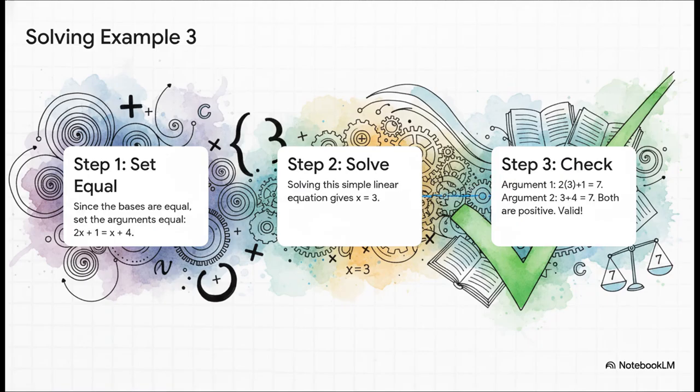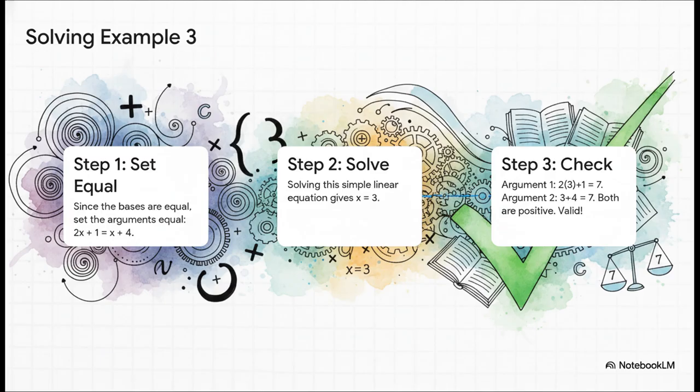Step 1. Since the logs have the same base, we can just drop them. We set the arguments equal to each other. 2x plus 1 equals x plus 4. Look at that. Step 2. We solve what's left. It's just a simple linear equation. We solve for x and we get 3.